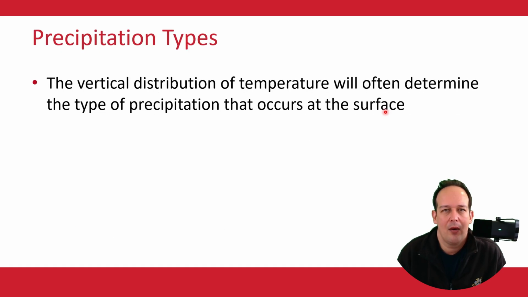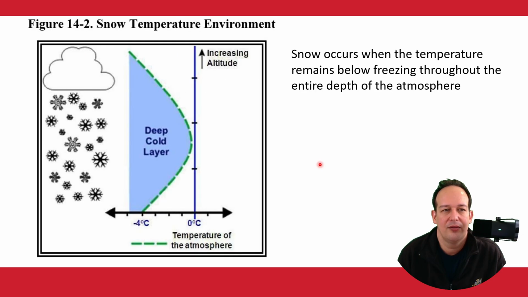And so to figure out what kind of precipitation we're going to get, it just depends on the temperature of the air. So the vertical distribution of the temperature will often determine the type of precipitation that occurs at the surface. And so here we see how snow is formed. You see here, this green line represents the temperature of the atmosphere as we go up in altitude, and as the temperature increases, it's being shown to move to the right.